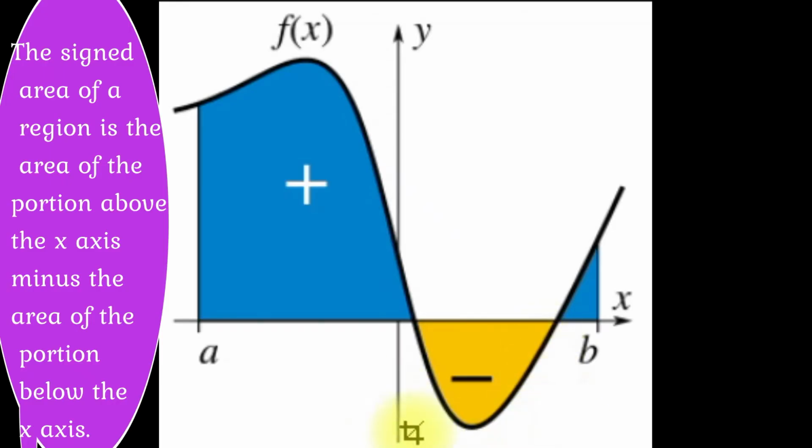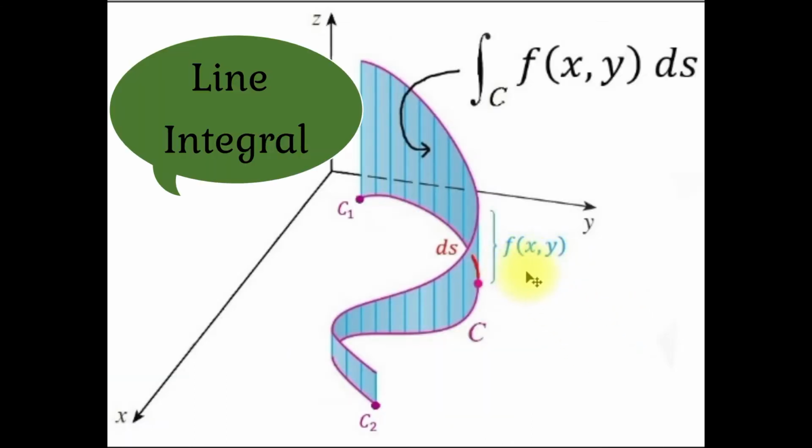In this figure, the shaded area has three parts, two parts in blue above the x-axis and a yellow portion below the x-axis. These three areas together give the signed area of the function f of x between x is equal to a and x is equal to b. Here also, in order to obtain the signed area, we integrate f of x from x is equal to a to x is equal to b along the line segment with the endpoints a and b, and the line segment lies on the x-axis. In a line integral, we shall integrate a given function f.